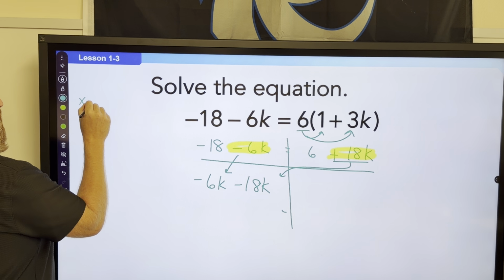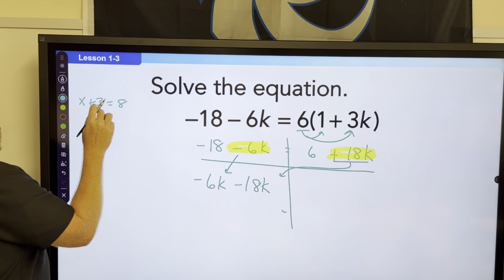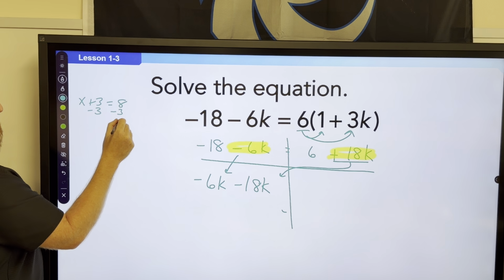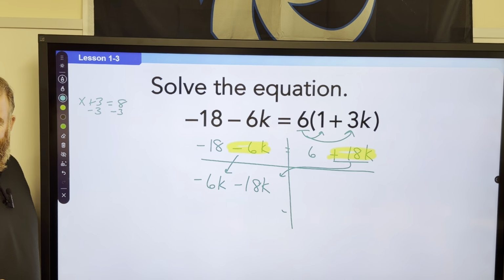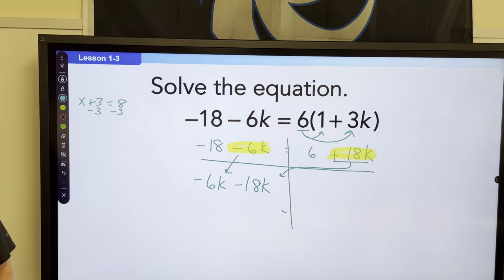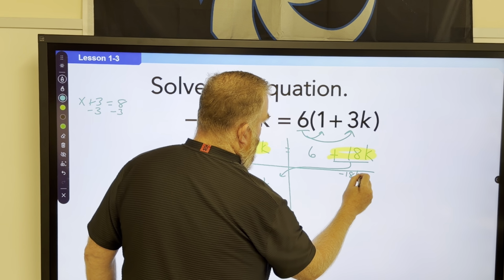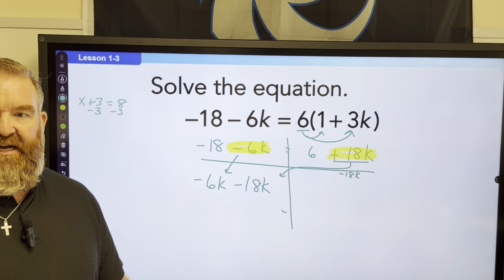Basically, what I just did was this problem right here, guys. Hold on. X plus 3 equals 8, right? Well, how do I get rid of positive 3? I subtract 3 from both sides, right? That's kind of what I just did. I just did the arrows instead. I just moved it from one side to the other. What's the opposite of 18k? Negative 18k. Basically, I subtracted 18k from both sides.